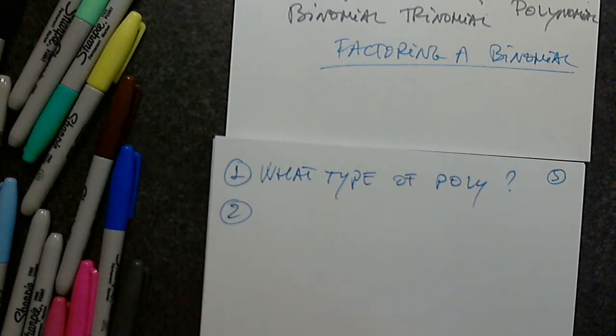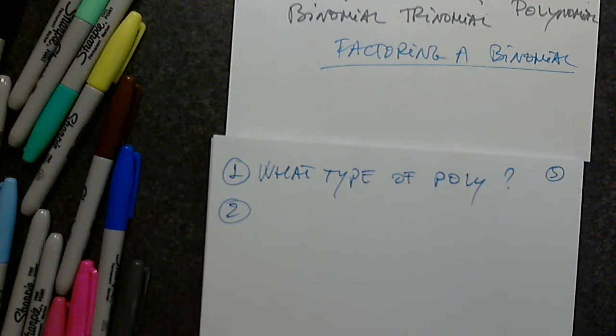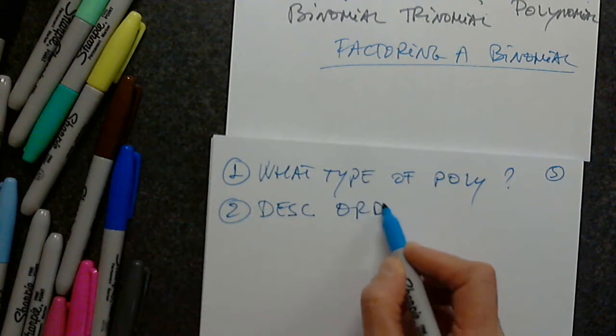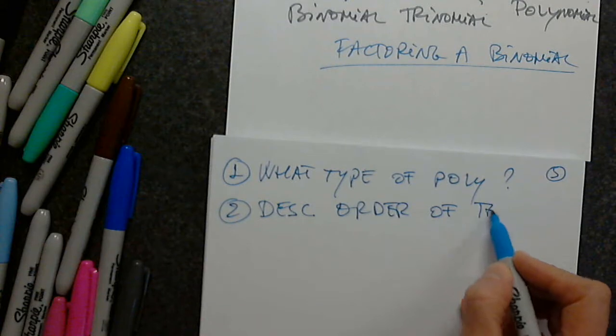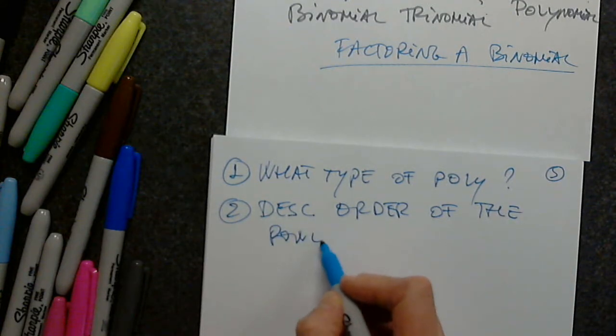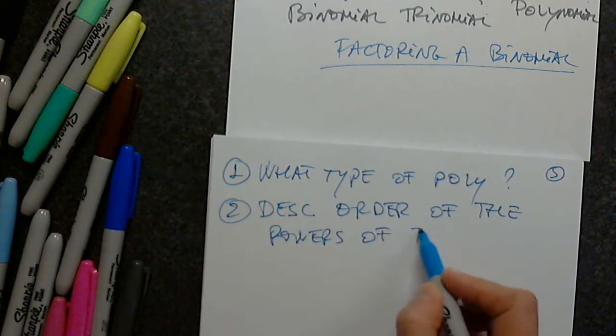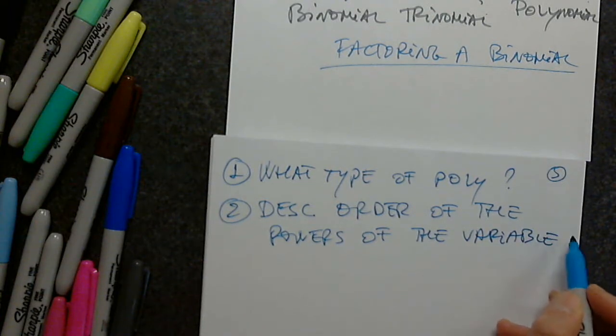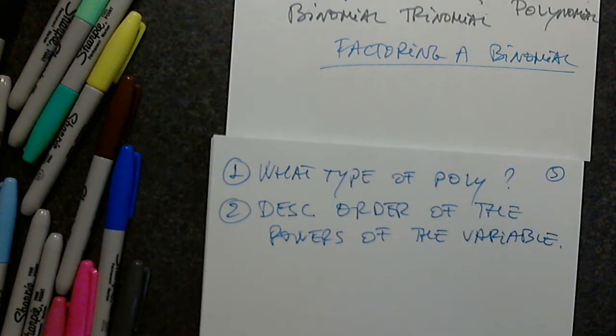And number 2, let's say I establish it's a binomial. I'm asking myself, is it in descending order of the powers of the variable? Yes. If it's not in descending order, I have to rearrange it.